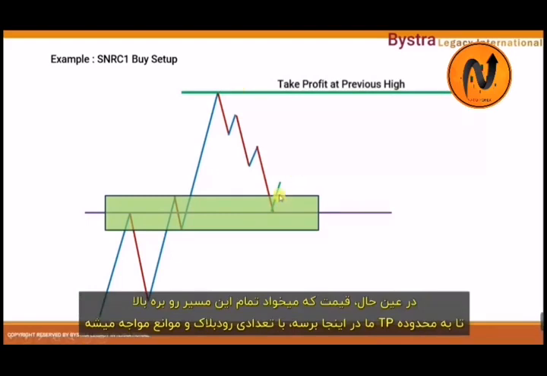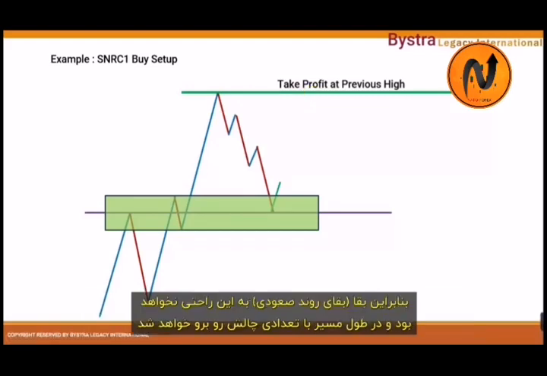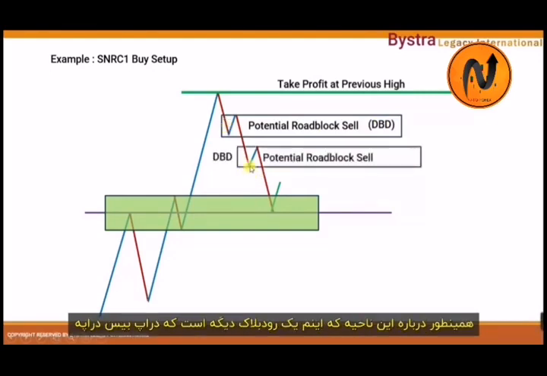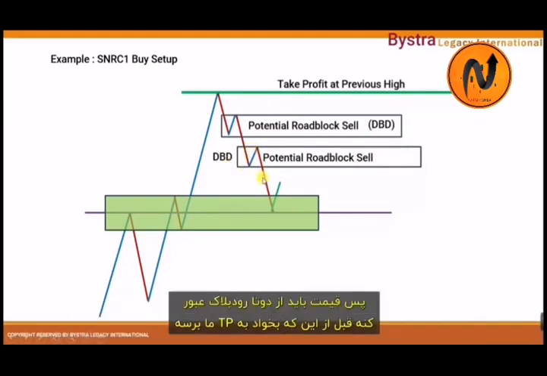However, for the price to go all the way to our take profit area here, it will be facing some roadblocks, some difficulties. Therefore, its life is not going to be as simple as it seems. It will be facing some challenges along the road. Here we can see that first we have the potential roadblock sell, which is the drop-base-drop. This is the supply zone. Same goes for this area. There's also another potential roadblock, which is the drop-base-drop. So it has to pass through two roadblocks before price goes to our take profit area.